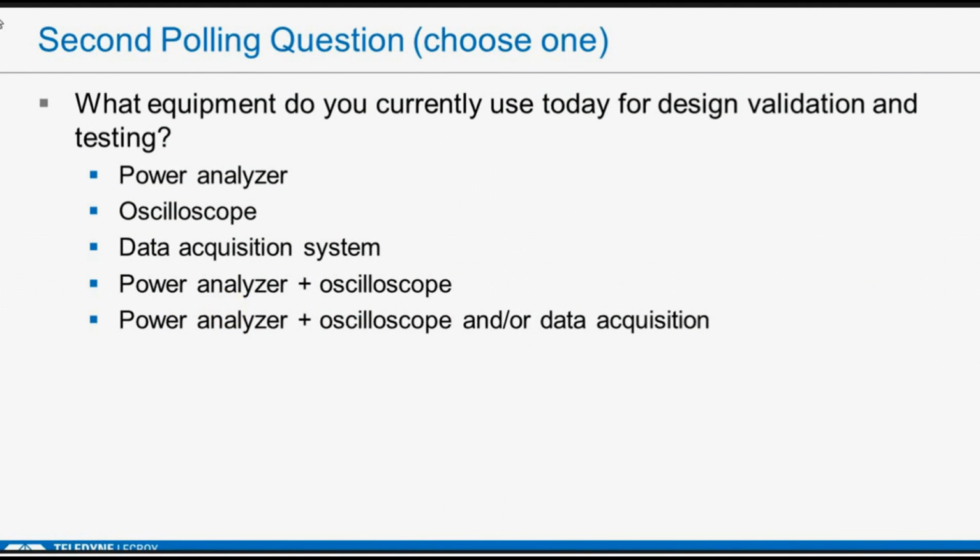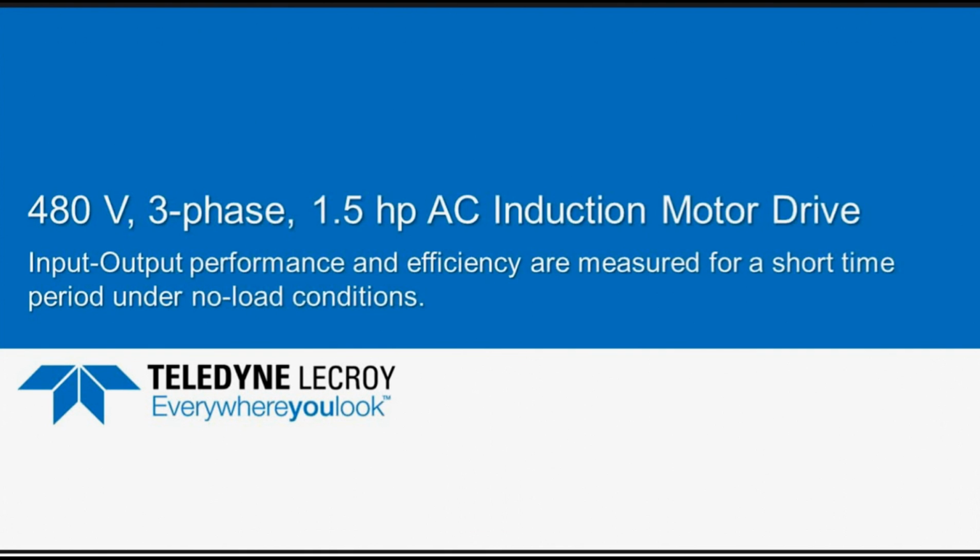Okay, so the poll's closed. We're now going to proceed. Let's go to case studies, which is probably why a lot of you are here. These are really very interesting. Let's first take a look at a 480 volt 3-phase 1.5 horsepower AC induction motor drive. And we're measuring an input-output efficiency and performance for a short period of time under no load conditions.